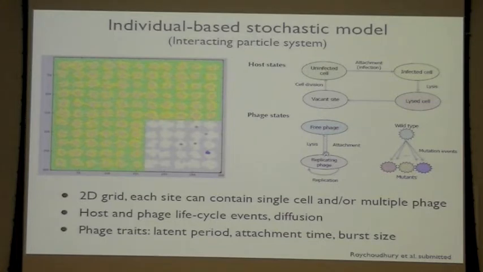The other thing that we implemented in the model was mutation. And here we look at mutations that affect our phenotype of interest. So the wild type phage can mutate and take on a new phenotype, which has a different attachment time or lysis time or burst size from the original one. We also included things like diffusion and other phage life cycle events. So the idea was to make it as close as possible to the experimental system.